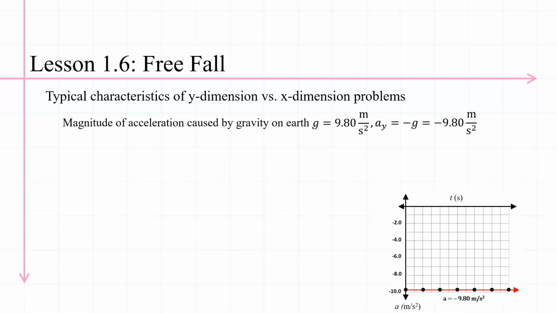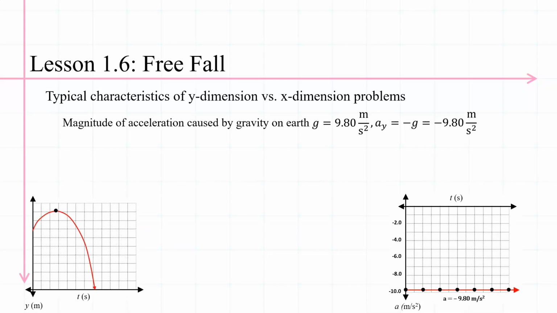And if you need to be really precise, maybe you need to measure it for the exact spot where you are on Earth. But for the most part, negative 9.80 is a valid and precise approximation that you can use. What else do we know? Well, when we have a constant acceleration of negative 9.80, our graphs are always going to have a very similar shape. They're going to be concave down parabolas.